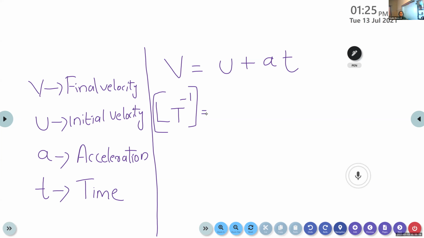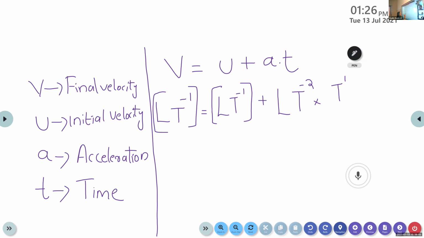The first term in the equation is initial velocity. What is the dimension of initial velocity? LT raised to minus 1, because it is the velocity itself. So we can represent it as LT raised to minus 1. Plus, the next term is acceleration. What is the dimension of acceleration? LT raised to minus 2. Yes. Into, here we have one more physical quantity, time. How do we represent it? The dimension of time is T raised to 1.